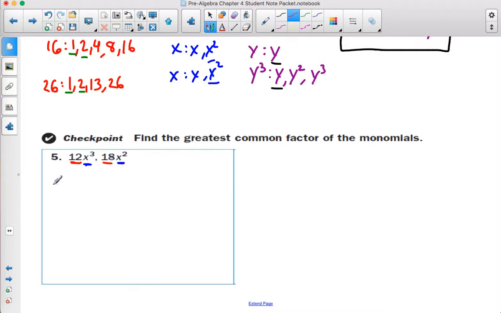So your first job is to find the factors of 12 and 18 and find the biggest one. And then do it for the x's as well. So x cubed and x squared. Find what's the most amount of x's they have in common. So pause the video now. Let's take a minute and a half for this one. Come back after everyone's had a chance to try, and then we'll go over it.